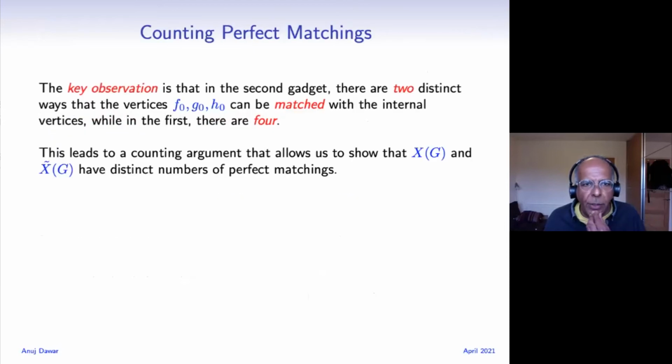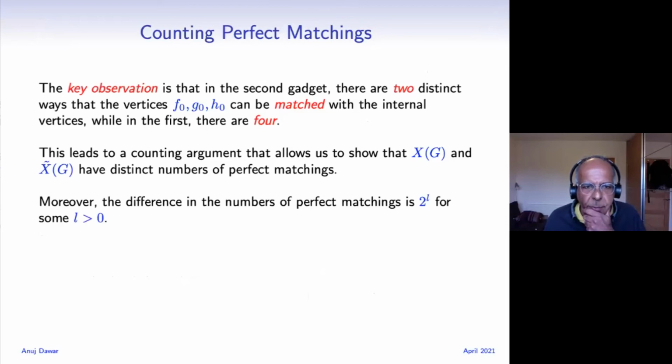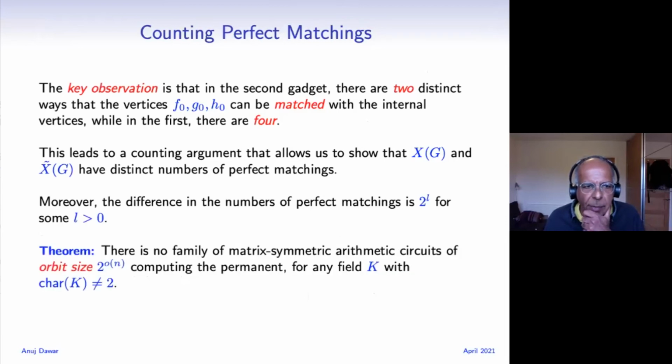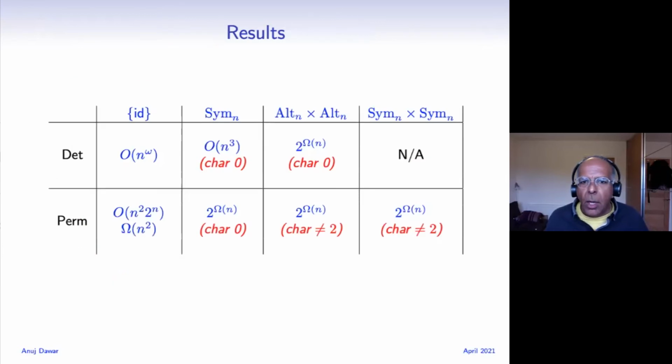The key observation we get is that, as I said, the number of perfect matchings is a power of 2, and from that we conclude that there's no family of matrix symmetric arithmetic circuits of sub-exponential size which computes the permanent as long as the characteristic of the field is other than 2. So that was aimed at proving this result.